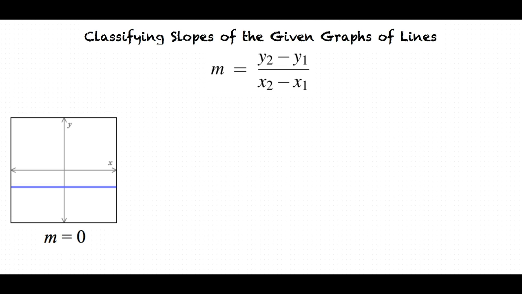So does that mean whenever there is a straight line on the graph, whether it is vertical or horizontal, the slope is 0? The answer is no. Let's look at a vertical line next.